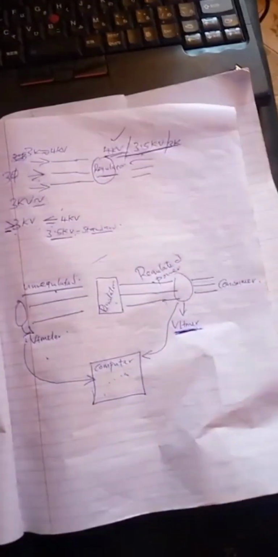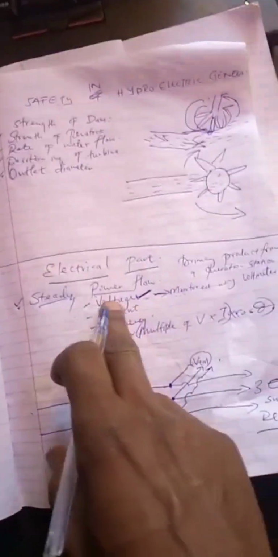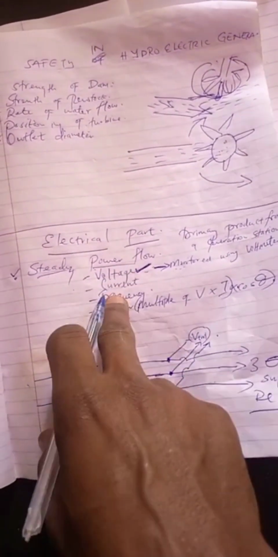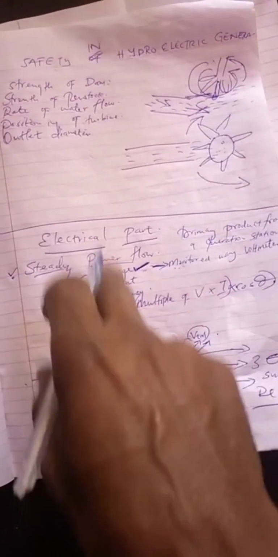We go to current. The next thing is current. Current is measured in amperes. Remember, after producing our voltage, we need current to be steady. Steady flow of power means there is steady flow of current and steady flow of voltage.